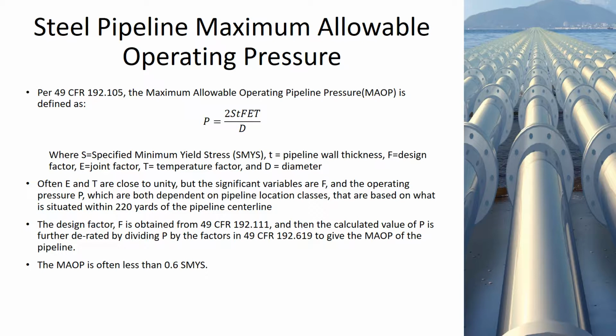The maximum allowable operating pressure is often less than 0.6 of the yield stress, and the reason that's really important is because it allows for hydrostatic testing in the pipelines to occur at high pressure so you don't actually reach the yield stress, thereby avoiding the plastic deformation of the pipeline.